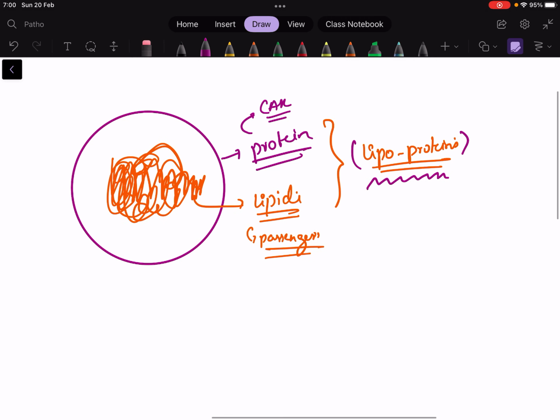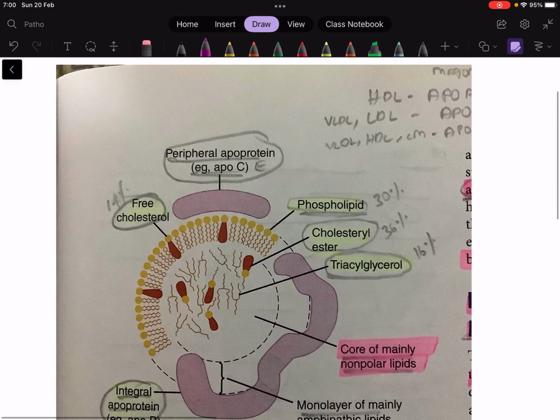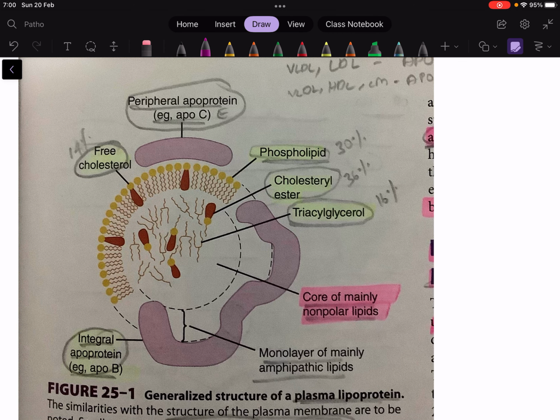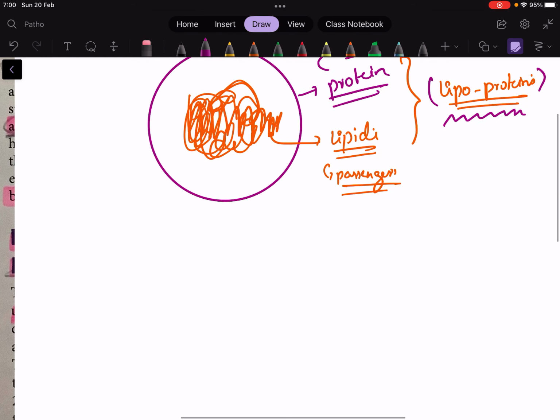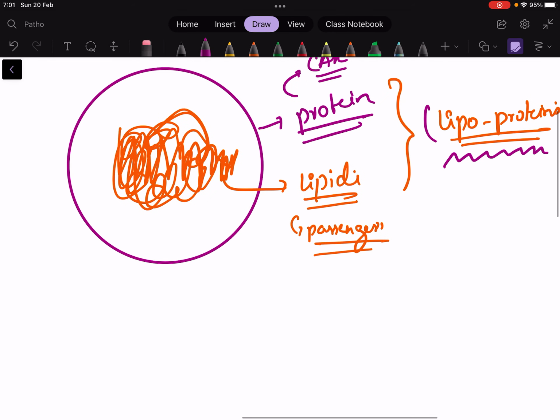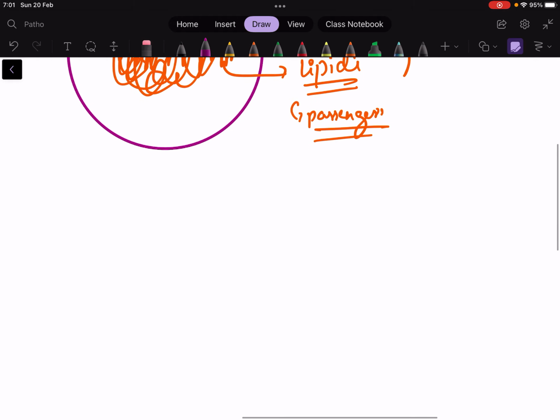Now we have to know the structure of a lipoprotein. This is a basic structure of a lipoprotein, but in the biochemistry textbook the diagram that is given is quite complex, so I am going to break it down for you guys. I already told you that the outer shell is made up of protein and the inside is lipid. Inside, the passengers are lipids.